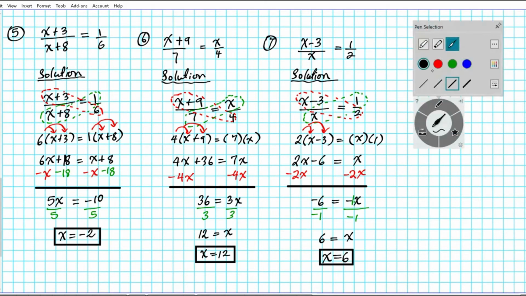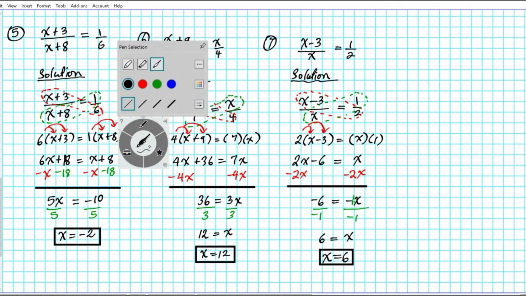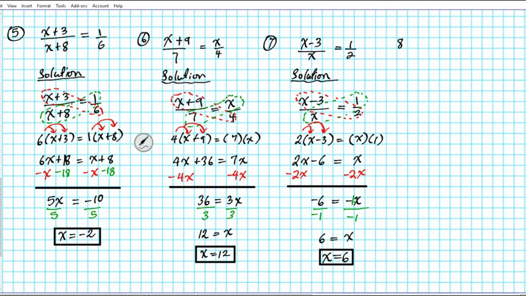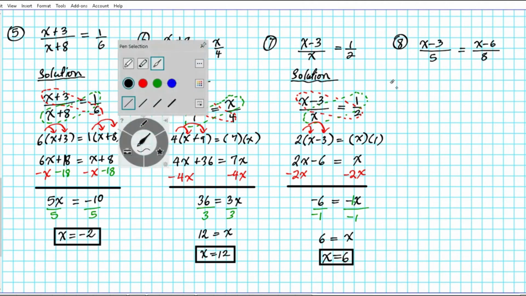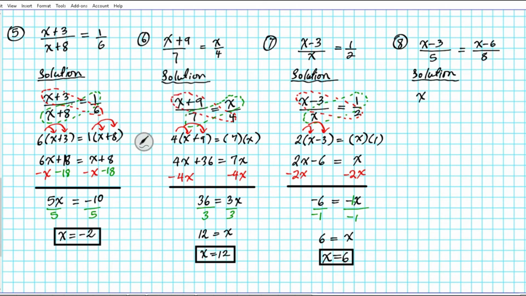Okay, moving right along, let's take a look at number 8. For number 8, let's say we have the proportion given by x minus 3 over 5 is equal to x minus 6 over 8. Okay, so what we're going to do here, we are going to use the star method again, just cross multiply to get rid of the denominators, and then solve the resulting linear algebraic equation. Same procedure that we followed for the previous problems, we're going to apply it here again. So let's go ahead and put in our nice little star.